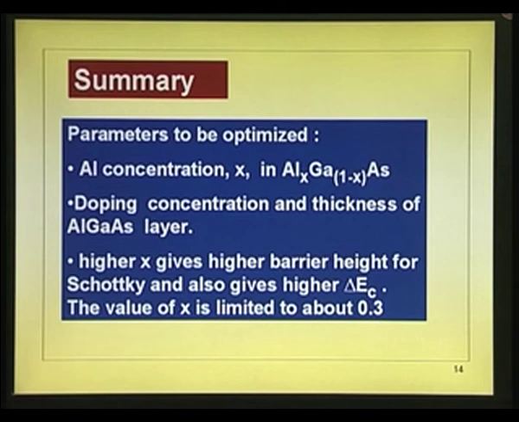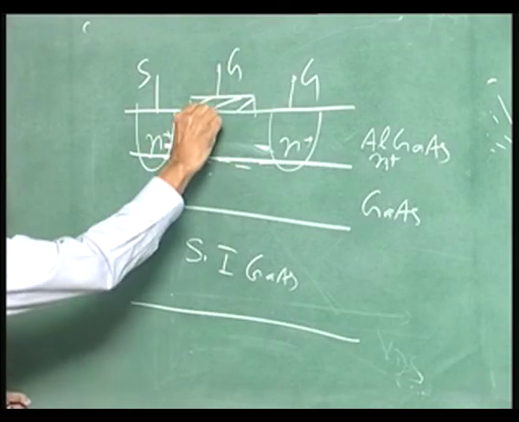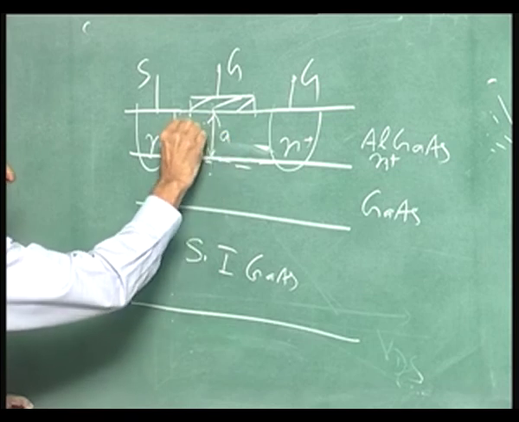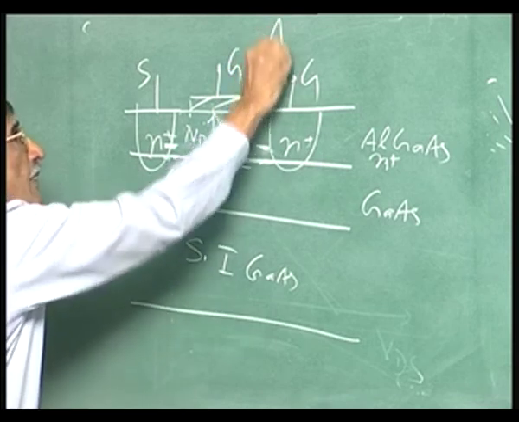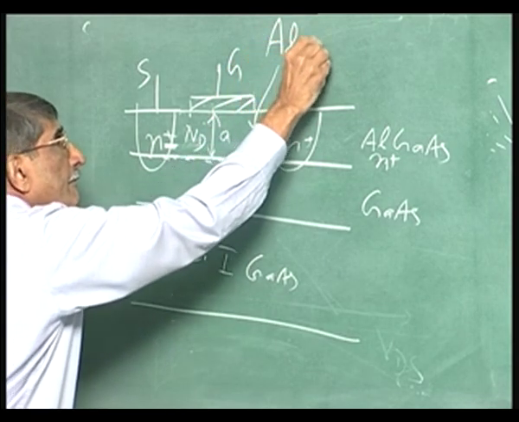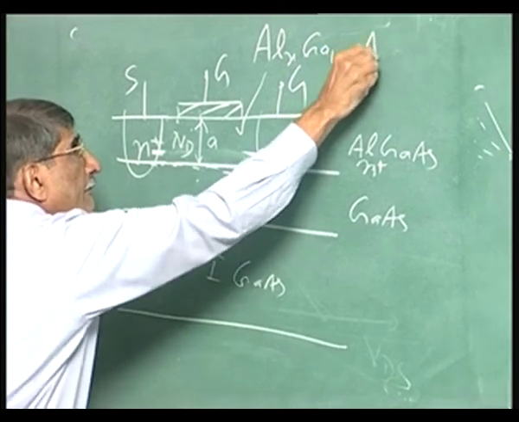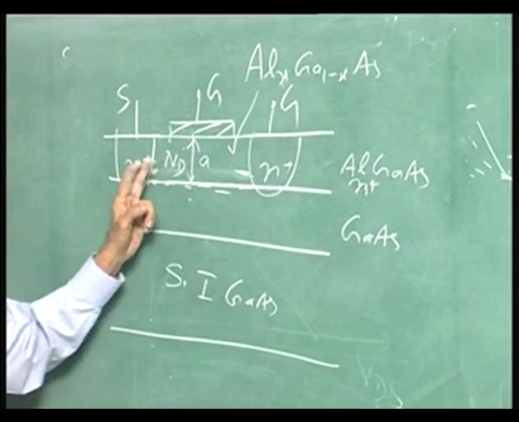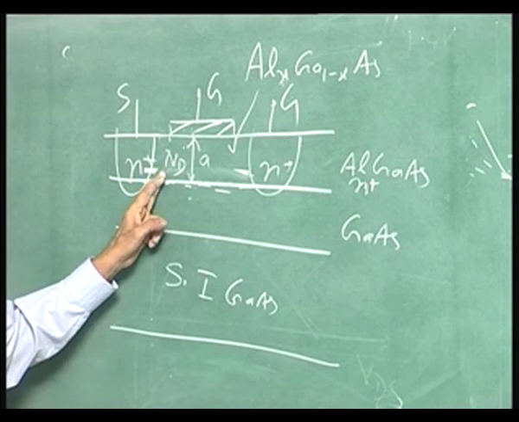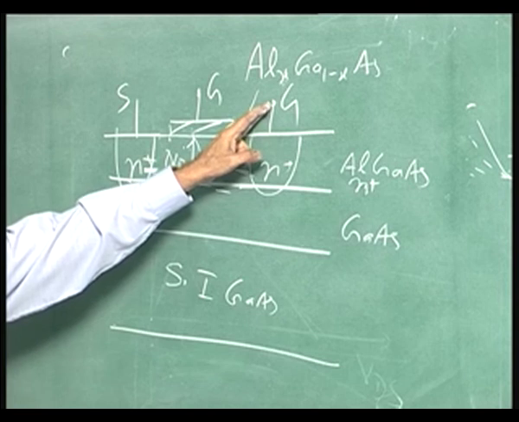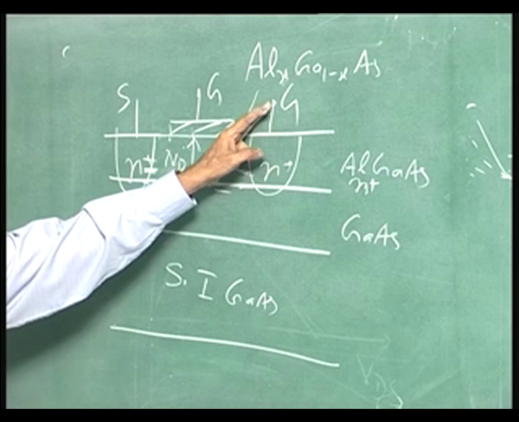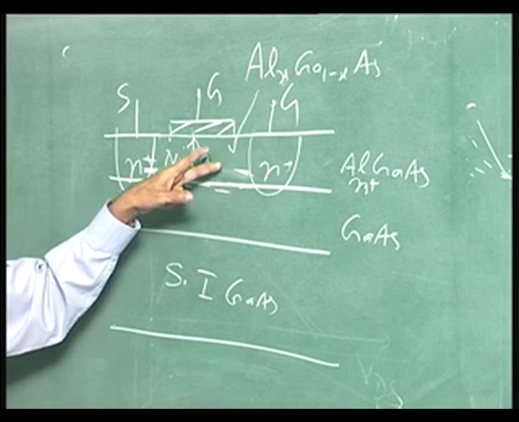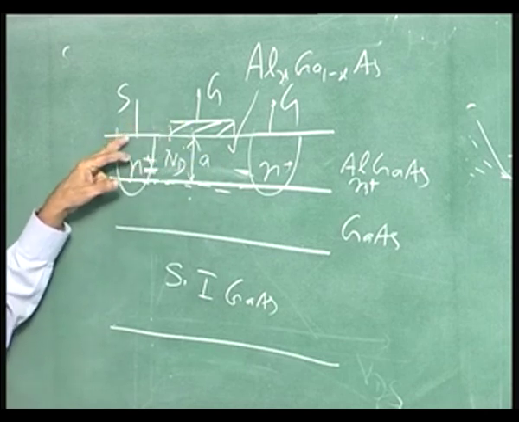Aluminum concentration here, let me just remove this to keep it all the time in perspective. That is the layer, this is the thickness A, and that is the doping. X, A and ND, they are the parameters which you have to optimize. X, there is an upper limit of about 0.3 or so. People do not go beyond 0.3 because of the traps which are introduced, because of difficulty in making ohmic contact onto the layer.